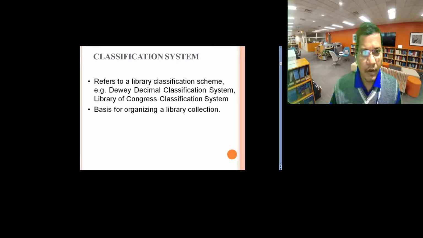What is a classification system? It refers to a library classification scheme, for example the Dewey Decimal Classification System, the Library of Congress classification system and much more. It is the basis for organizing a library collection. A library classification system is actually the basis for organizing a library collection.